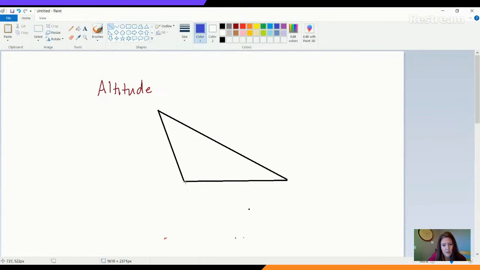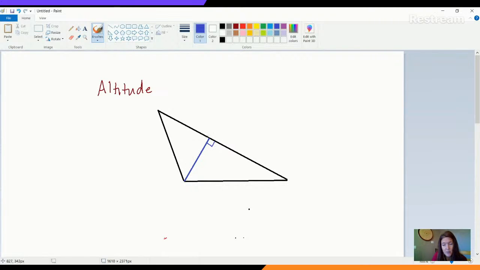When you take one vertex and you go to the opposite side and you meet the opposite side at 90 degrees. So the altitude is when we go from one vertex to the opposite side at 90 degrees. At 90 degrees, that's the altitude.